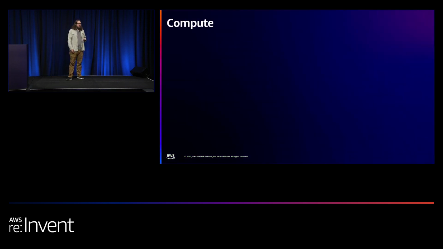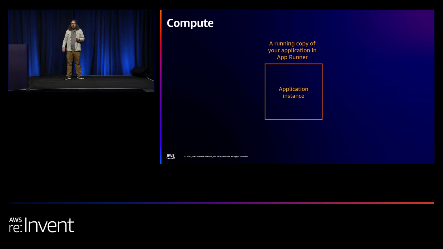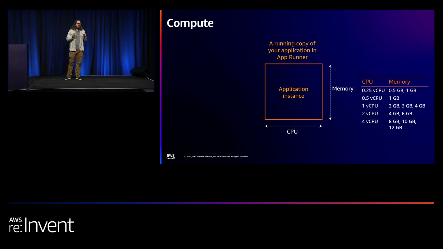So looking at the compute for your application, there's obviously an application instance. This is the running copy of your application inside of App Runner. And this running copy is a container and a micro VM, as we've discussed before. And you can choose how you want to vertically scale it. So by vertically scaling, I mean the size of the container, how much CPU and how much memory you want to give that particular instance of your application.